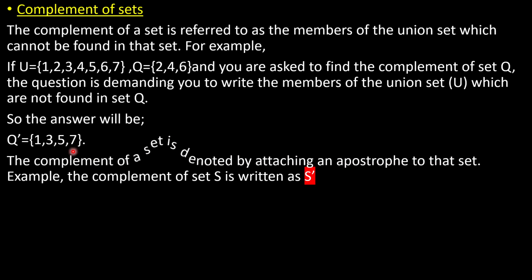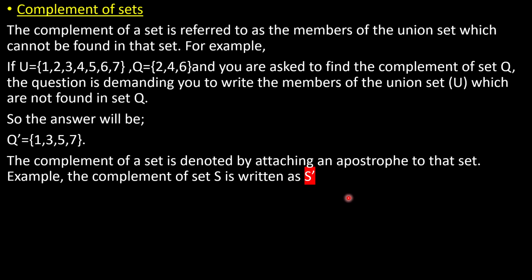So note that the complement of a set is denoted by attaching an apostrophe to that set. Like when you were asked to find the complement of set Q, when you want to write it as a symbol, you write Q and put an apostrophe sign after it. So the complement of a set is denoted by attaching an apostrophe to that set. So let's say the complement of set S is written as S apostrophe.